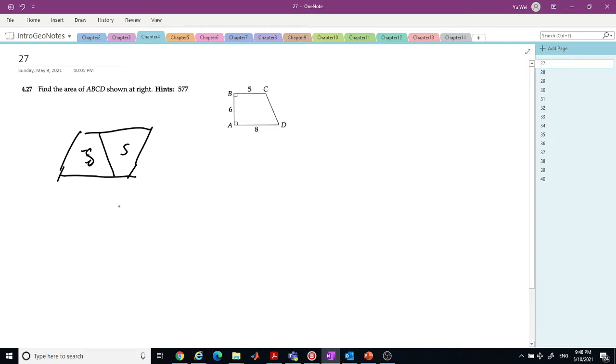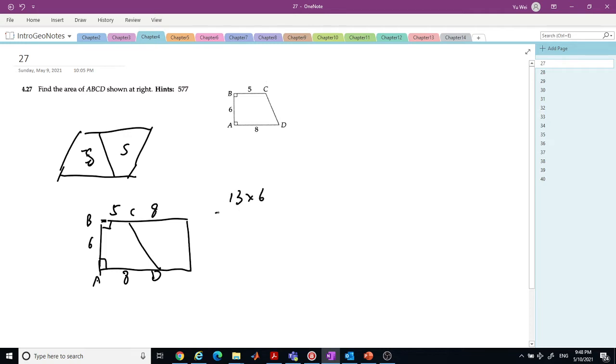For this one, it is pretty special because of the right angle, right? So it's a cutting through a rectangle. So we cut it, and that's why we have the A, B, C, D here. This is another A, B, C, D. So it's 5 and 6 and 8 and 8. So you can see it's 13 times 6 divided by 2. Then it's 39.